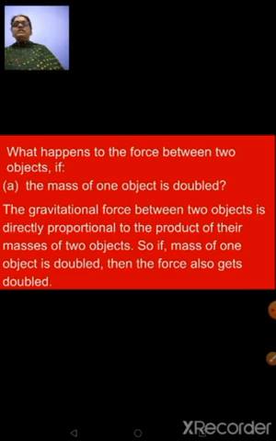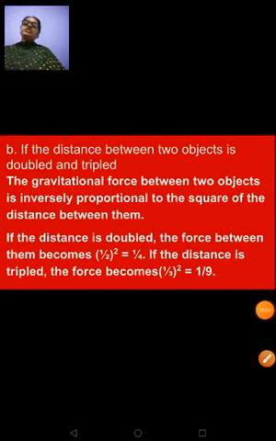So you have learned that gravitational force between two objects is directly proportional to the product of their masses. Where have you learned this? In your universal law of gravitation. So when the gravitational force between two objects is directly proportional to the product of their masses, when you are doubling the mass of one object, obviously the force will also get doubled. Right? Making it double means what? Making it twice.